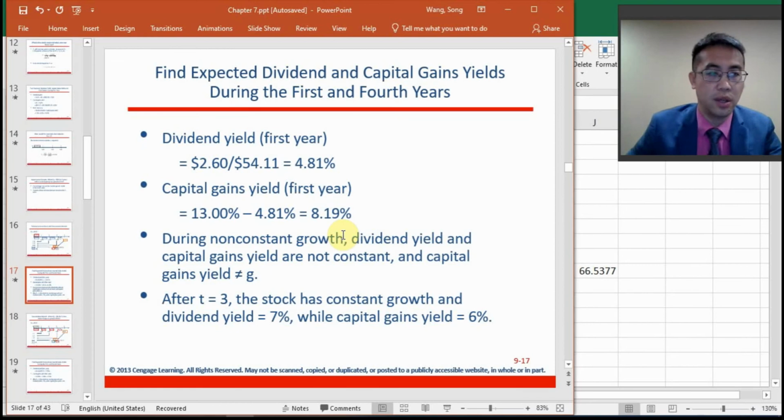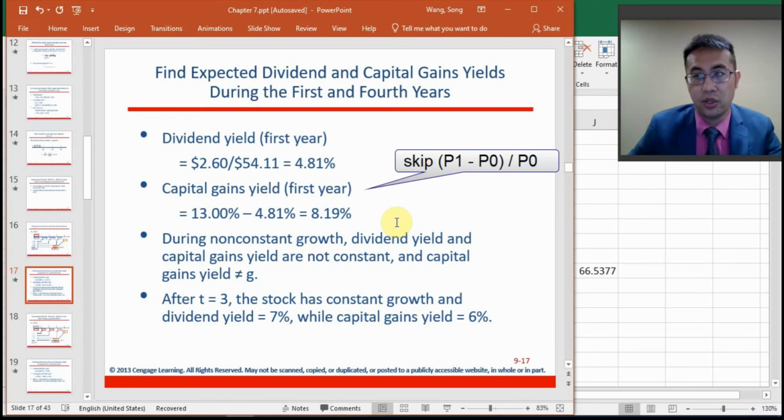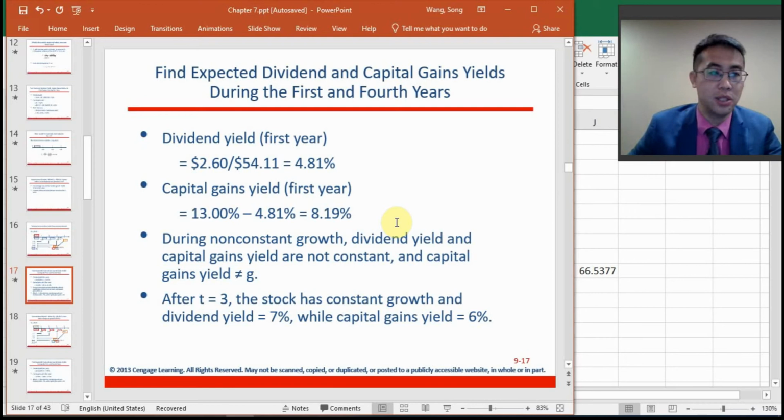So what you can do here to get a capital gains yield is to utilize the equation that dividend yield plus capital gains yield is the total return. Therefore, capital gains yield is the total return minus dividend yield. So your total return is the required return minus dividend yield. This would be your capital gains yield. So you can skip the orthodox formula of price 1 minus price 0 divided by price 0. You can skip the part of solving for price 1. So that's going to be nice and easy.